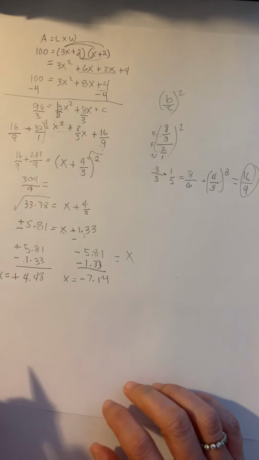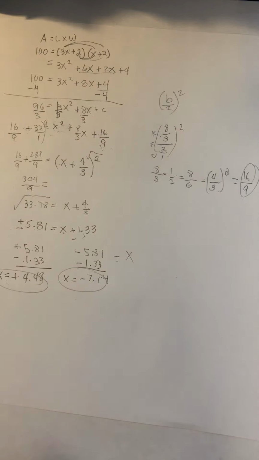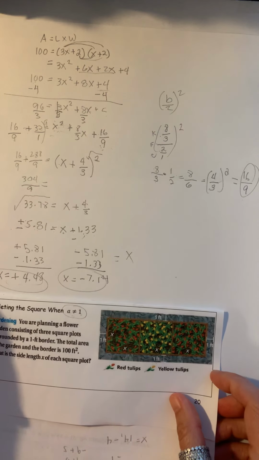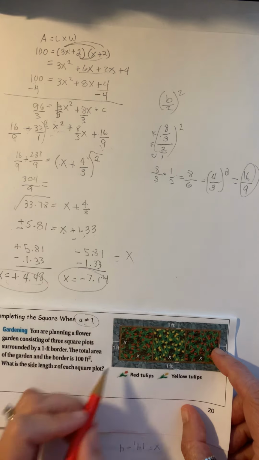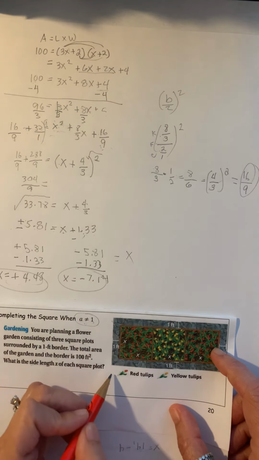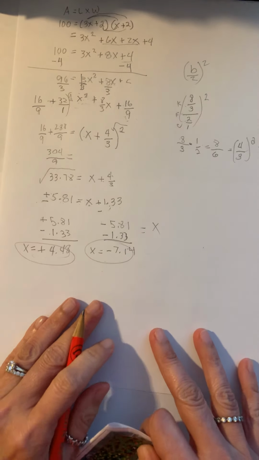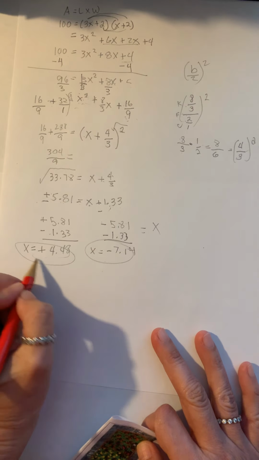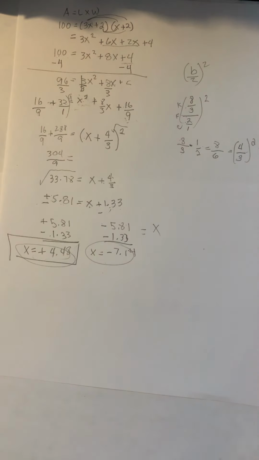Okay, now I have a positive answer and I have a negative answer. These are my two x's. They're both correct, but since this is a word problem, you're actually looking for an actual side length. So the negative answer will not work. So what you're going to type into your Math Excel would be this, and your answer would be 4.48. Okay?